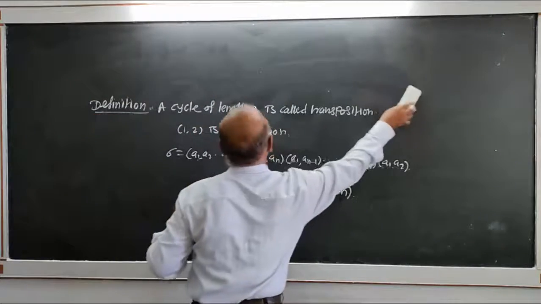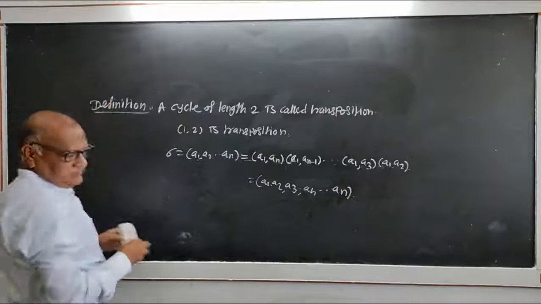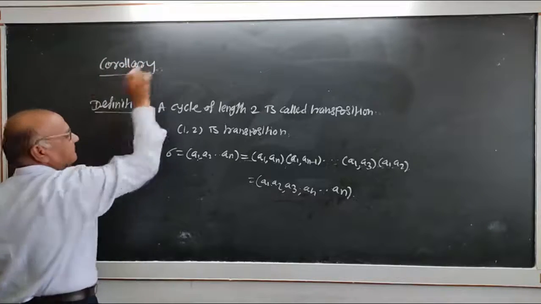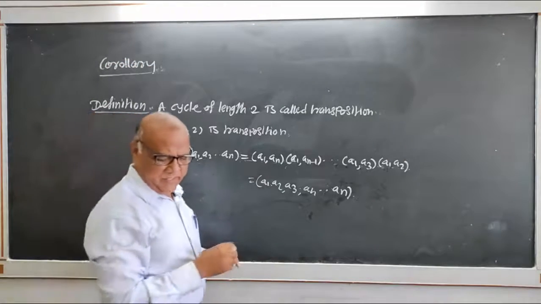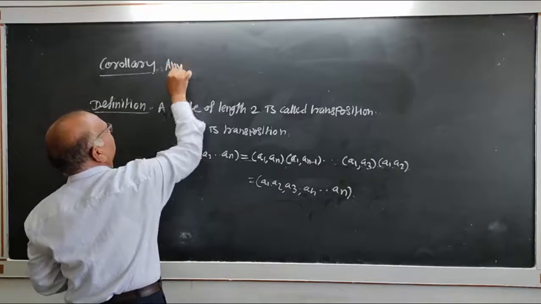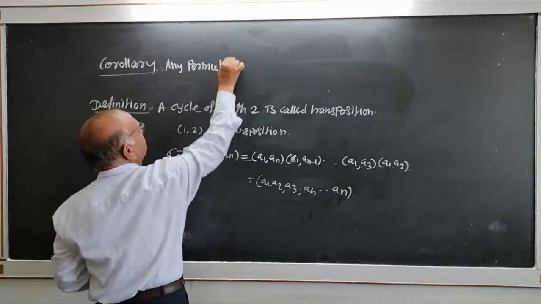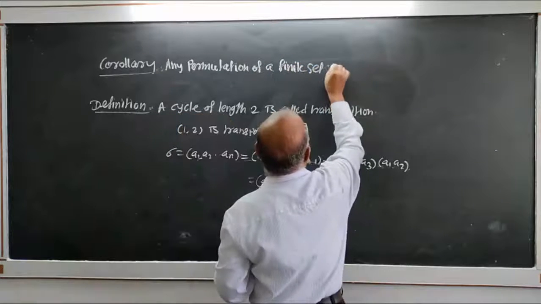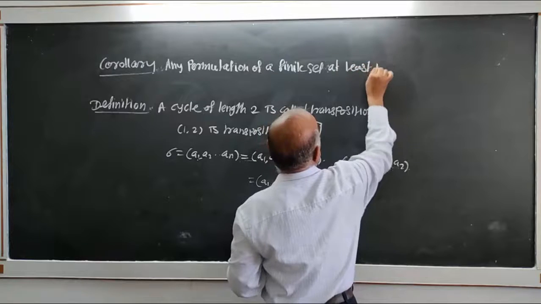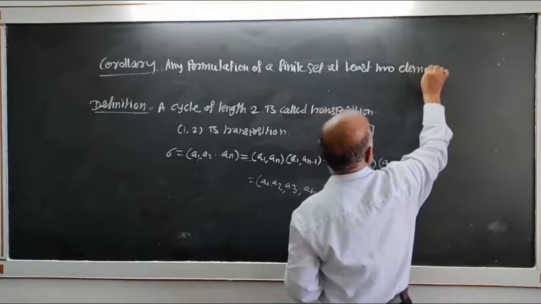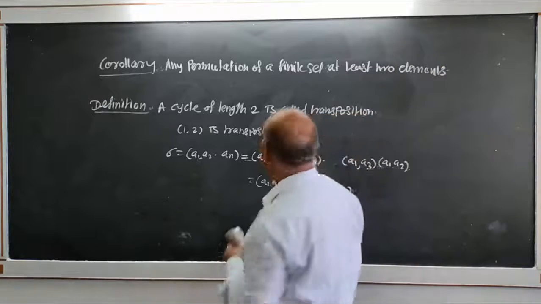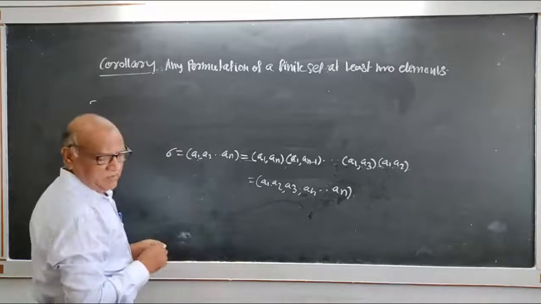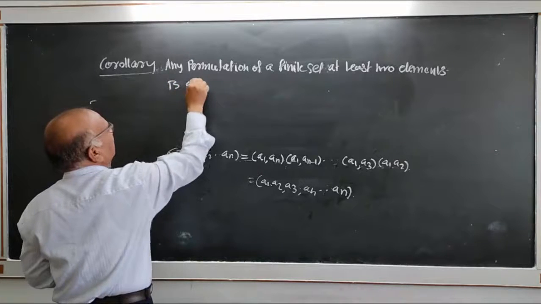Now, here, corollary: any permutation of a finite set of at least two elements is a product of transpositions.